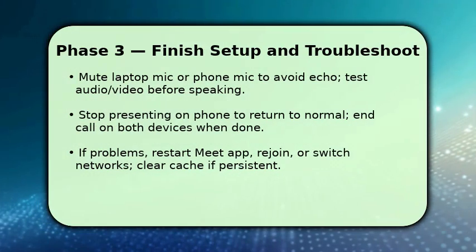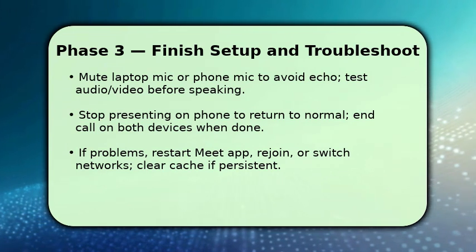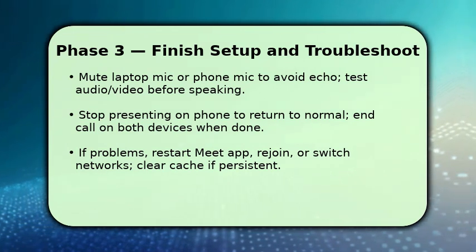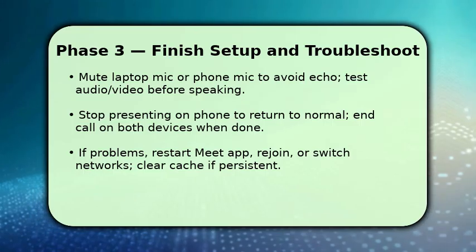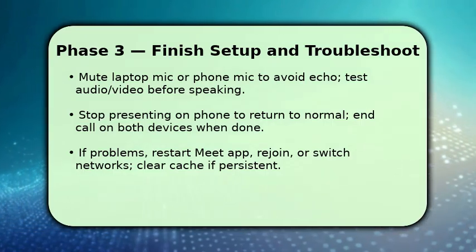Finish by preventing feedback. Mute one device's microphone and speakers so you don't get echo, and confirm the active camera and mic are the ones you want. Once done presenting, tap Stop presenting on the phone, then end the meeting on each device.